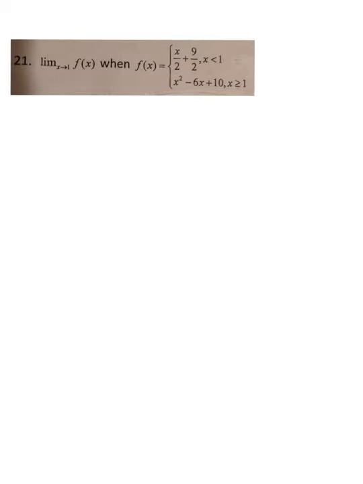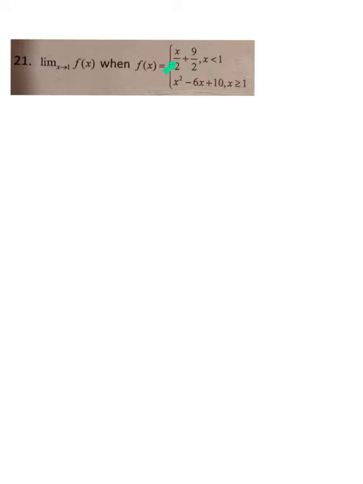All right, so we have another piecewise function. Now this one's a little bit trickier because this doesn't say from what direction. So if the limit as x approaches 1 doesn't say from the negative side or from the positive side, we have to look at both sides. So we have to look at numbers that are less than 1, and then we also have to look at numbers that are bigger than 1.